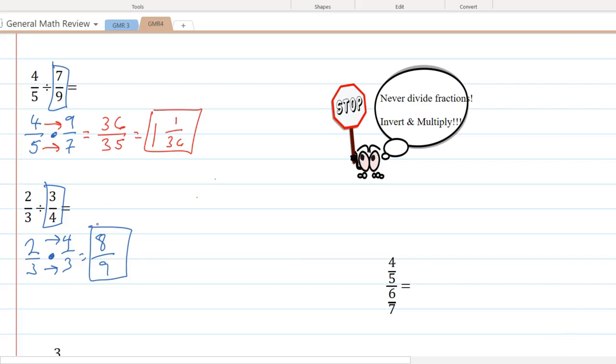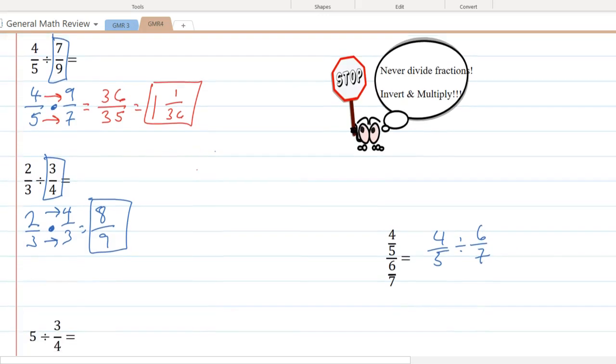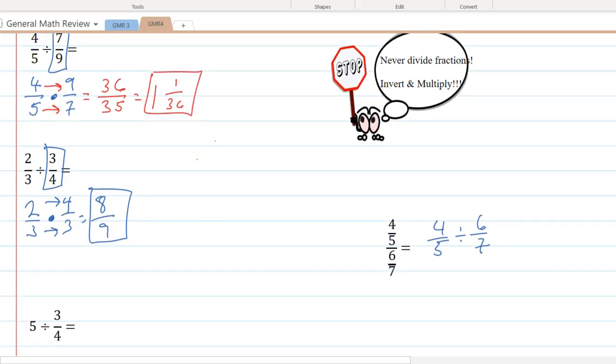Now, if we look at the problem over there on the right, it's written a little bit differently. If it's written like that, change it so that it looks more normal. What it's saying is 4/5 divided by 6/7. So I'm going to rewrite it: 4/5 divided by 6/7. It's a lot easier to see this way. Now do the same thing. Invert and multiply. So 4 over 5 times 7 over 6.